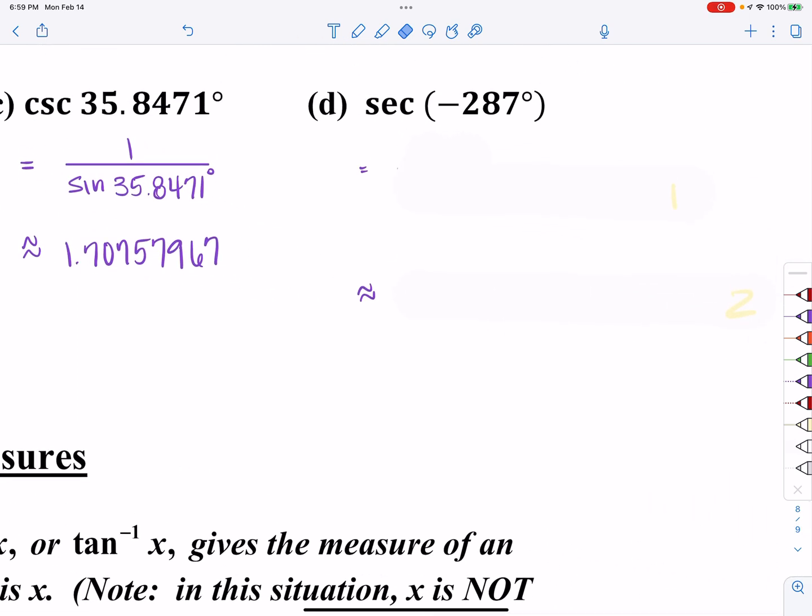Same concept with secant. We know that according to our reciprocal identities, secant of negative 287 degrees is the same thing as 1 over the cosine of negative 287 degrees. This is what I'll type into my calculator. And so once I type in 1 divided by cosine of negative 287, this is going to give me 3.42030362.